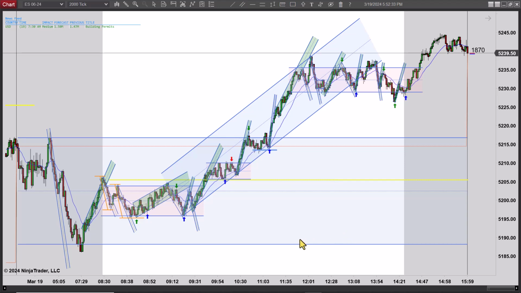A lot of choppiness, a lot of mixed trading, and you got to trade this like a range for the most part. So you got to be careful trading it in the middle. So that's where you can get burnt quickly.